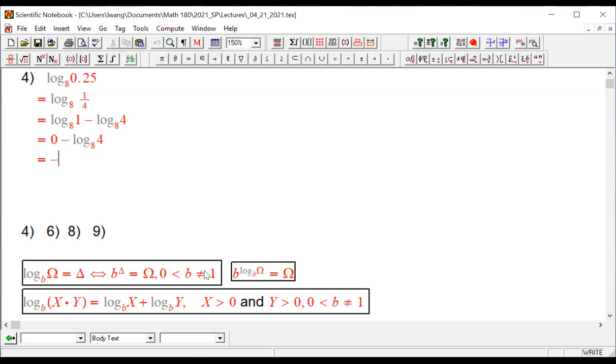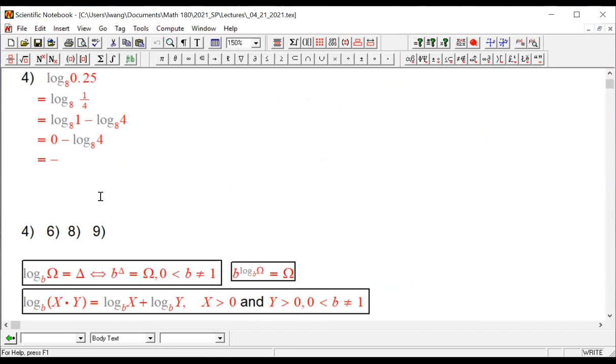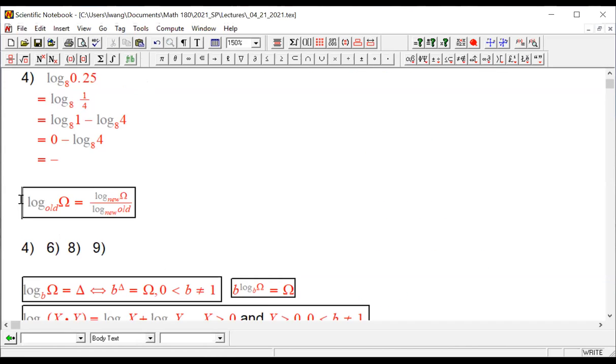Okay, so what is the change of base formula? Do you guys have the change of base formula with you? Okay, I'm going to bring it up. This is not the only way to do it. You can do it without using change of base. But with changing base, we now have the old base, which is 8, and omega is 4.